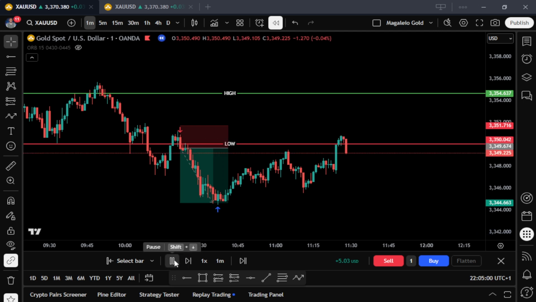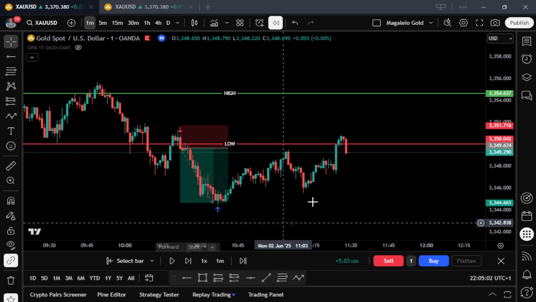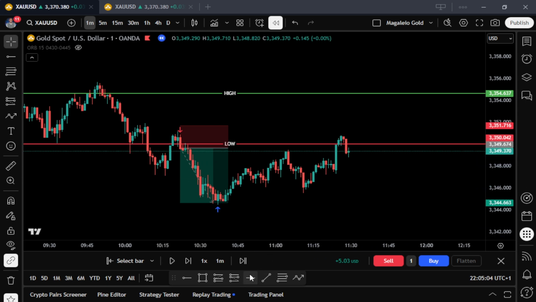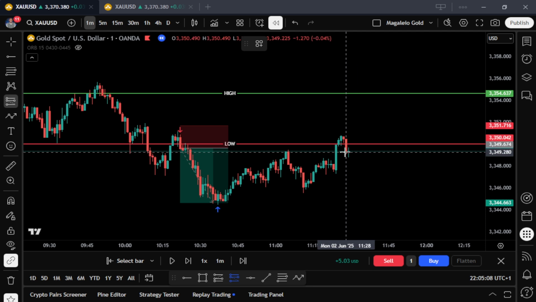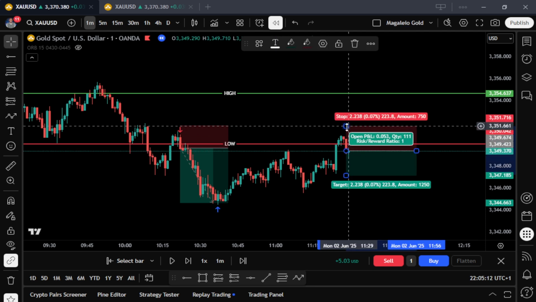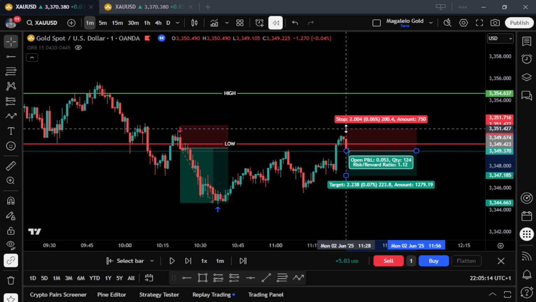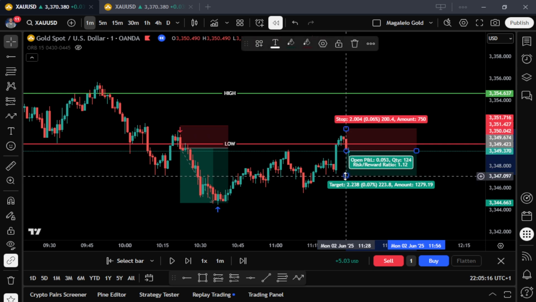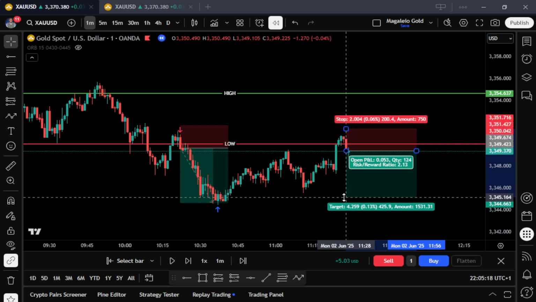Beautiful. This is our retest. This is another retest. Beautiful, guys. So we take our sell position here. And remember, guys, don't be greedy. Your stop loss, 20 pips.